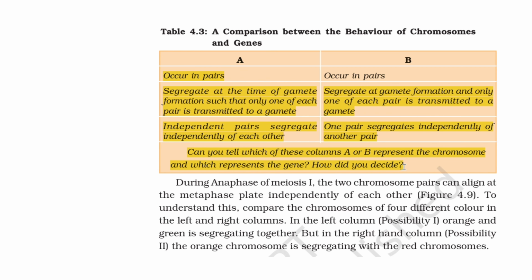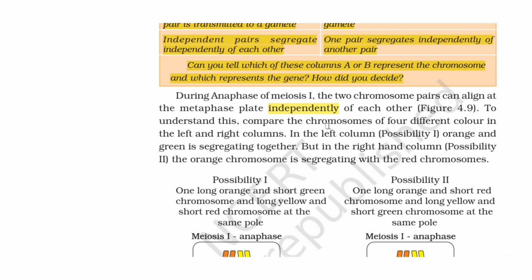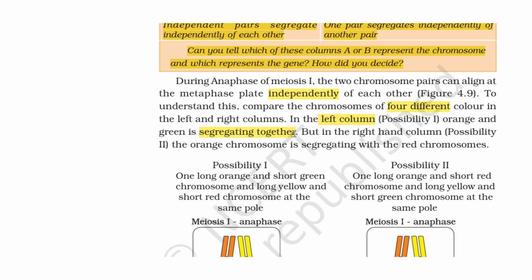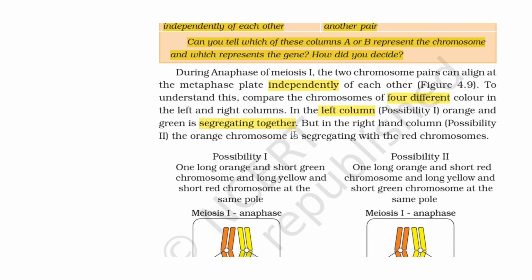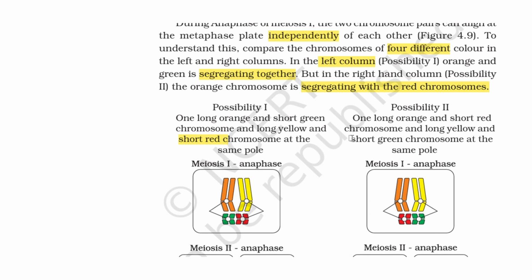How did you decide? During anaphase of meiosis I, the two chromosome pairs can align at the metaphase plate independently of each other, figure 4.9. To understand this, compare the chromosomes of four different colors in the left and right columns. In the left column, possibility 1, orange and green are segregating together. But in the right-hand column, possibility 2, the orange chromosome is segregating with the red chromosome. Possibility 1: one long orange and short green chromosome and long yellow and short red chromosome at the same pole. Possibility 2: one long orange and short red chromosome and long yellow and short green chromosome at the same pole.